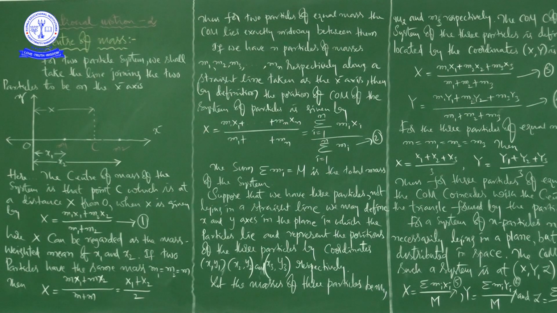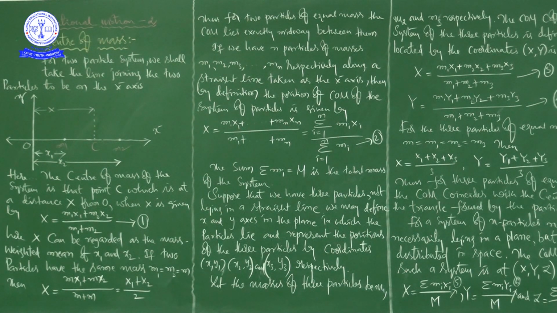See the difference. Earlier we assumed the two particles have different mass; here we assume the two particles have the same mass. When they have the same mass, x is equal to x1 plus x2 by 2. So for two particles of equal mass, the center of mass lies exactly midway between them. I am not saying this on my own; based on this I am saying it, right?